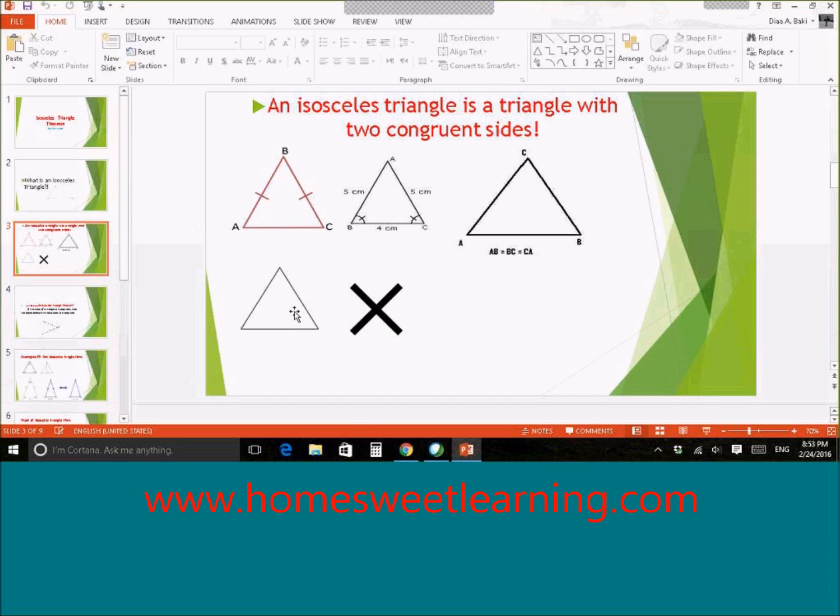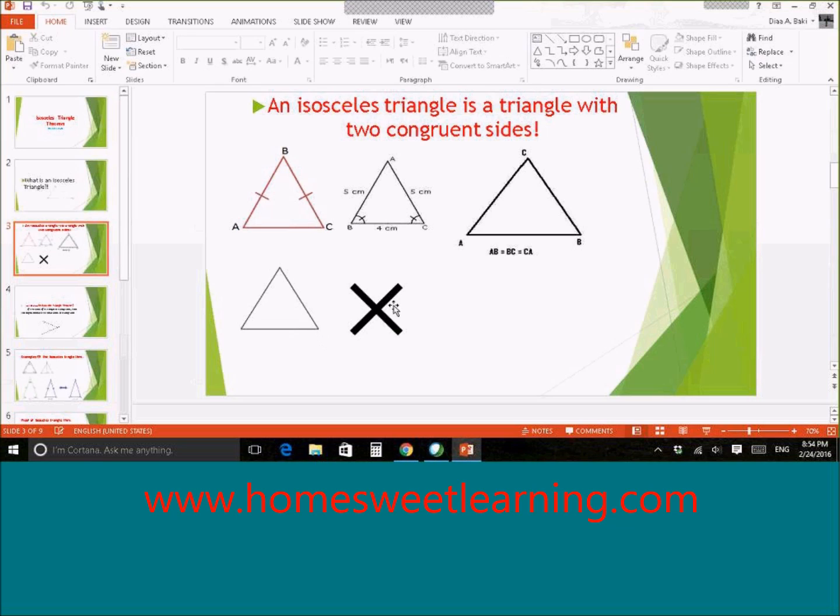What about the last triangle down, as you see? Is it isosceles? Some might say it is isosceles, but I would like to ask you, did I put any sign on any of these sides, either the dash or the measurements or stating that they are equal? I didn't do this.